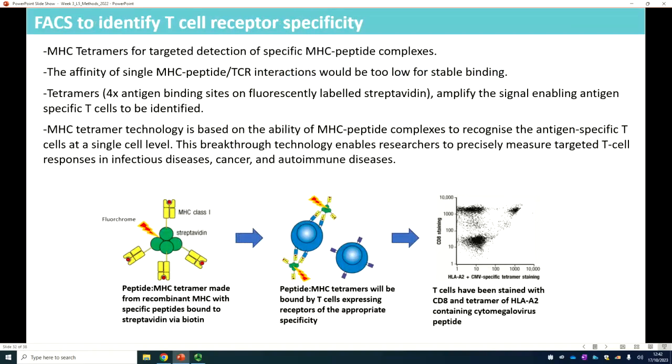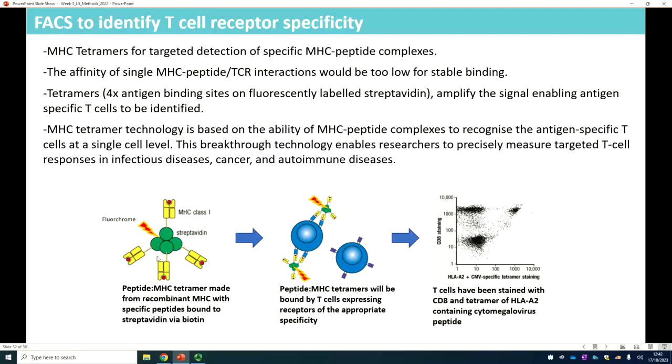We can also use FACS to identify T-cell receptor specificity. So in this case, we can use MHC tetramers, and these are really good for the targeted detection of specific MHC peptide complexes. So the affinity of a single MHC peptide TCR interaction is too low to measure, so that's why we use a tetramer.